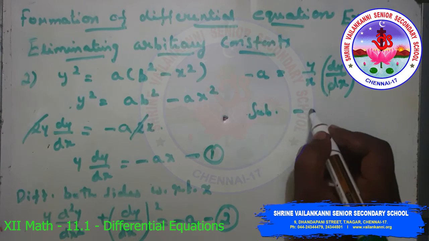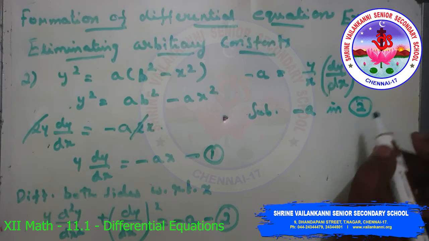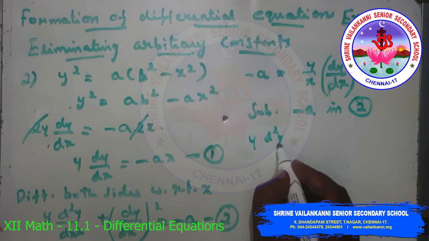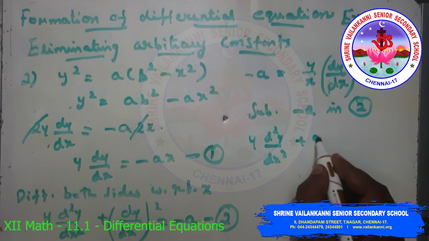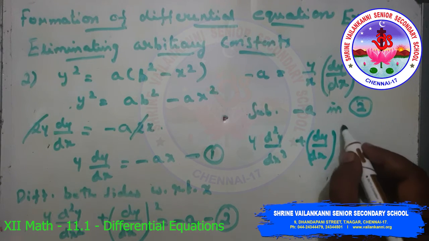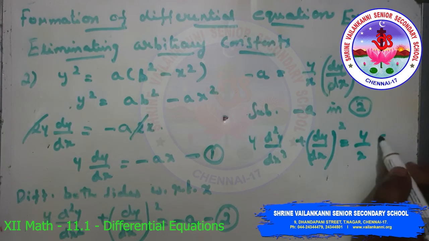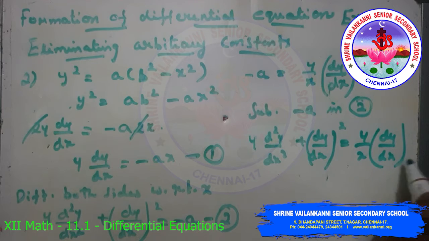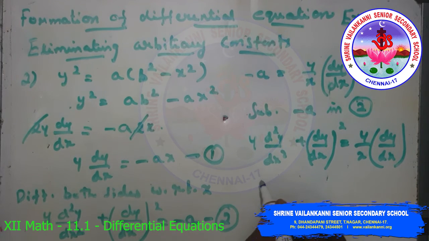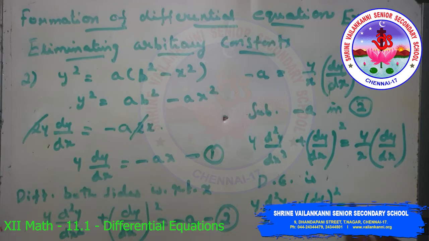Substituting minus a in equation 2, we get y into d square y by dx square plus dy by dx whole square, which is equal to, here we have minus a, and minus a is y by x dy by dx. Hence, the required differential equation is y into d square y by dx square plus dy by dx whole square minus y by x of dy by dx, which is equal to 0.